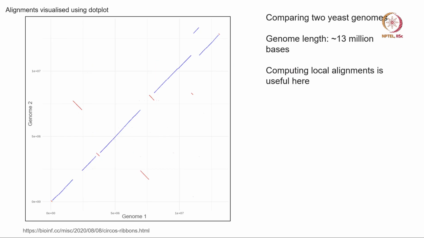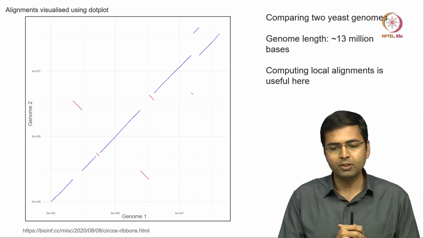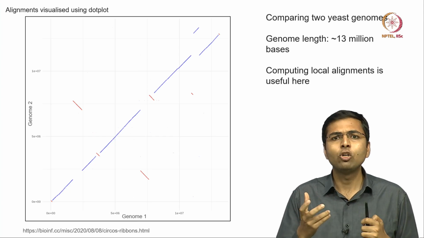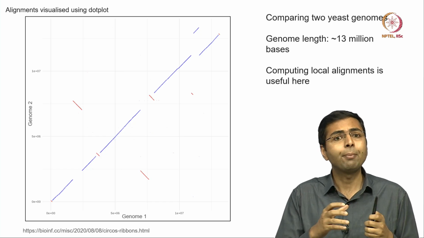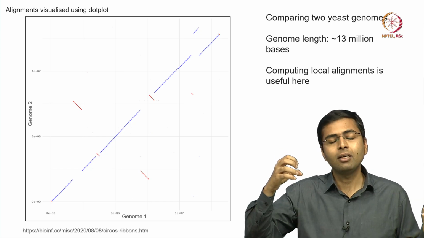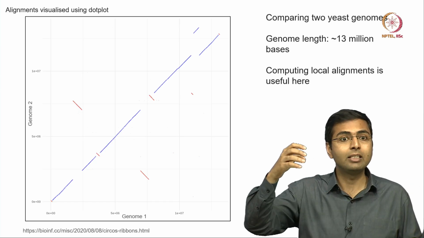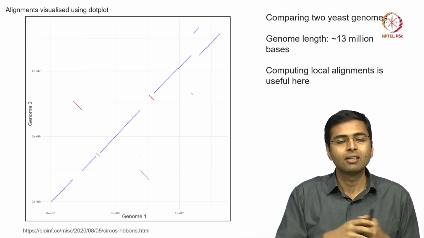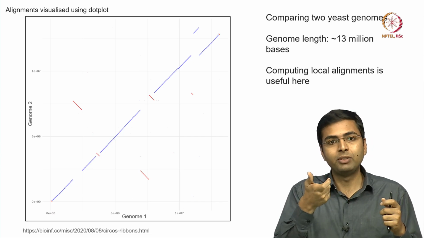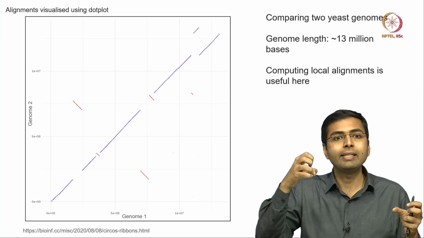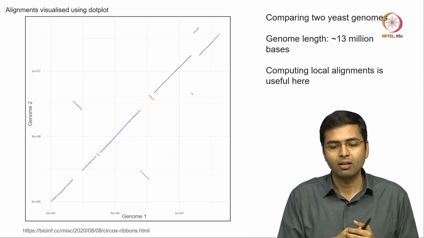Let us look at another example. In this particular example I am comparing two yeast genomes. Yeast genomes are typically of length 13 million bases, but when I am comparing entire genome sequences, again it is very unlikely that the entire genome sequences will share end to end similarity. It is very likely that they will have local regions of similarity between the genome sequences, but end to end similarity is unlikely because of large structural changes and rearrangements.